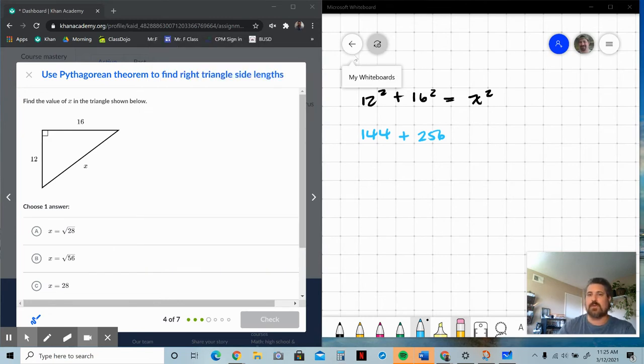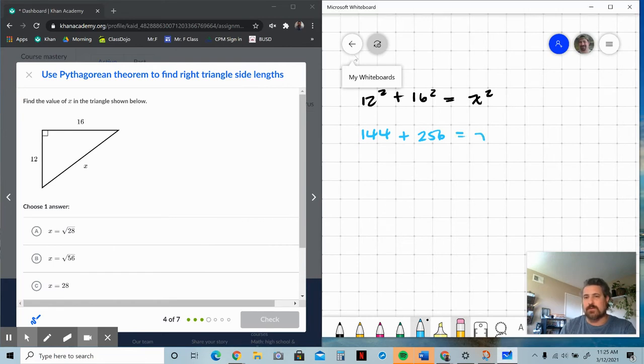So anyways, once you get the answer there, it's going to be equal to x squared when you add them together. So what is the sum of those two? Well, that's going to be 144 plus 256, which is going to be 400. So this sum of 400 is equal to x squared. And the square root of 400, of course, is going to be the answer.